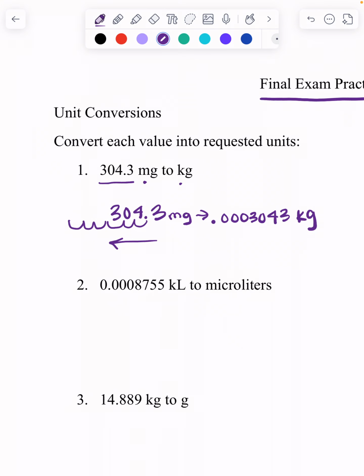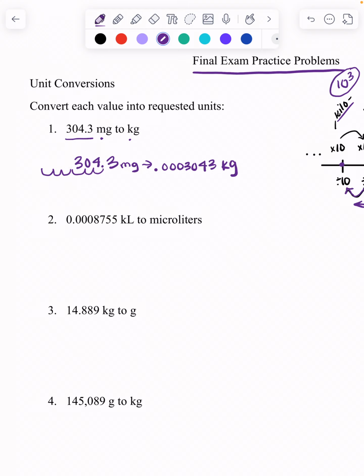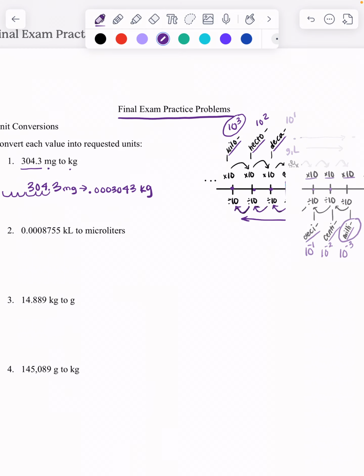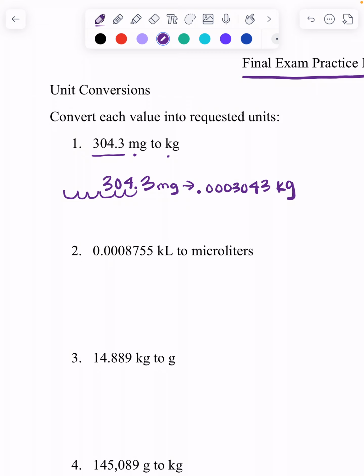Another way that you could do this would be to literally use some stoichiometry to figure this out, some cancellation. So I know that I have 304.3 milligrams, which is great.